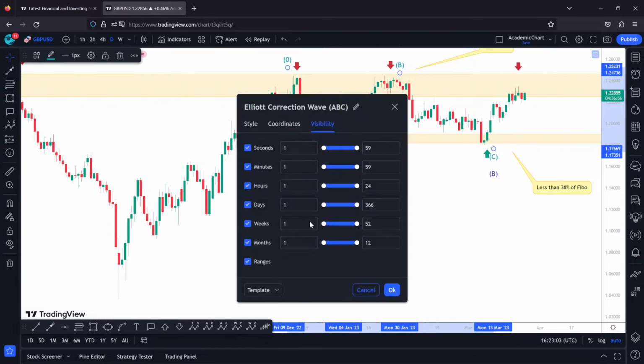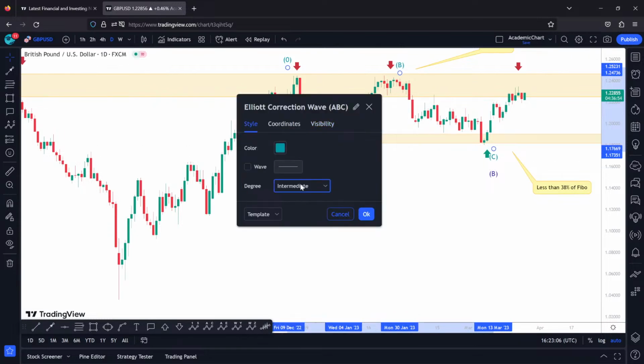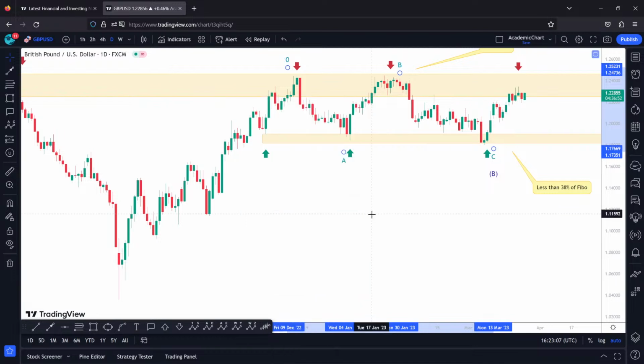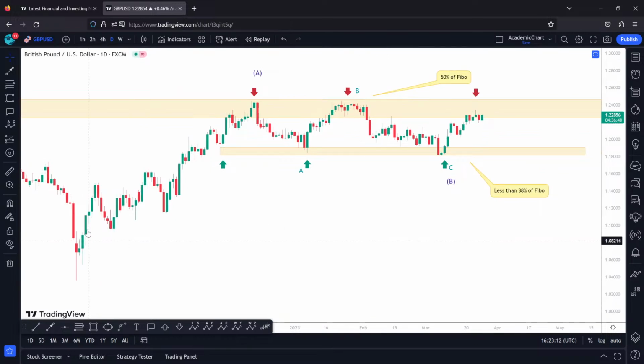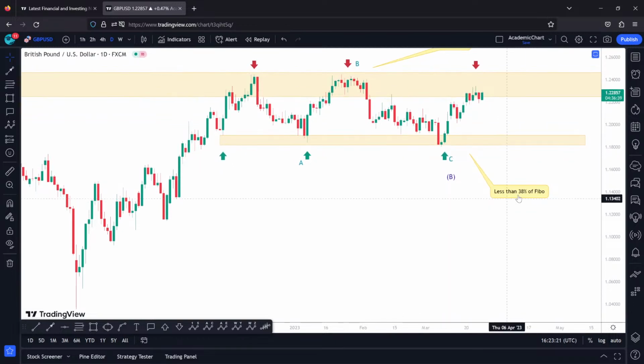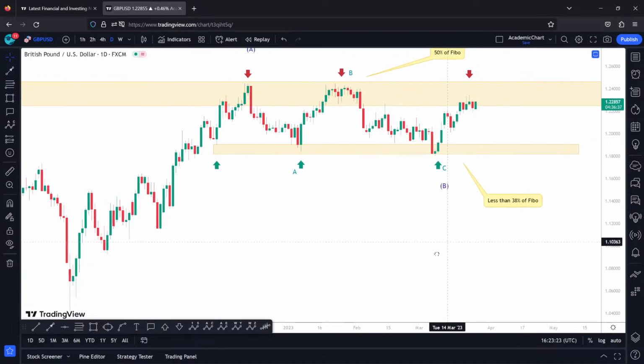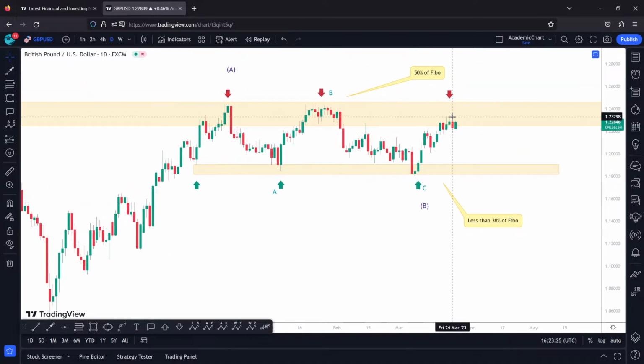So I can change it to minor and highlight it a little bit. So we can see that we had that impulsive A wave, now some sort of flat as ABC, a sine wave, corrective structure less than 38 percent. And now we are seeing a return to the top of this flat, which is a very important weekly resistance zone.